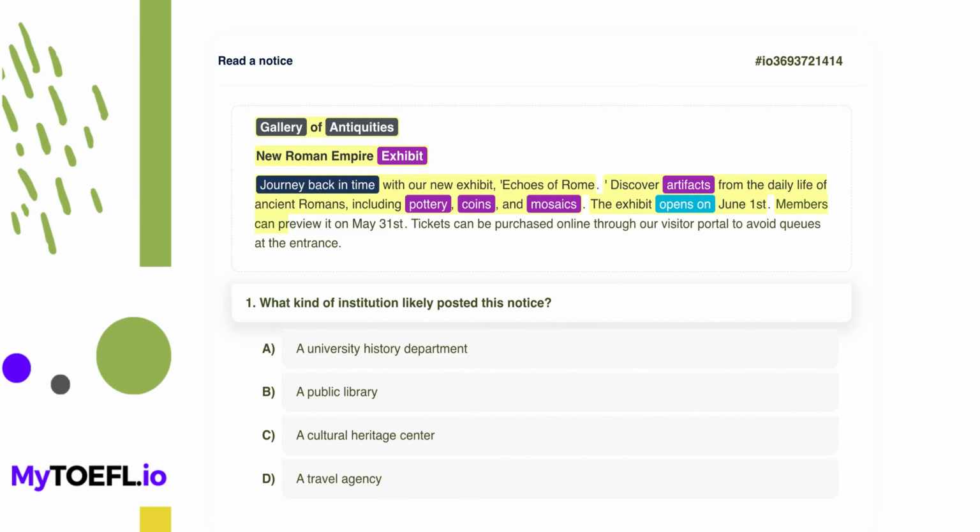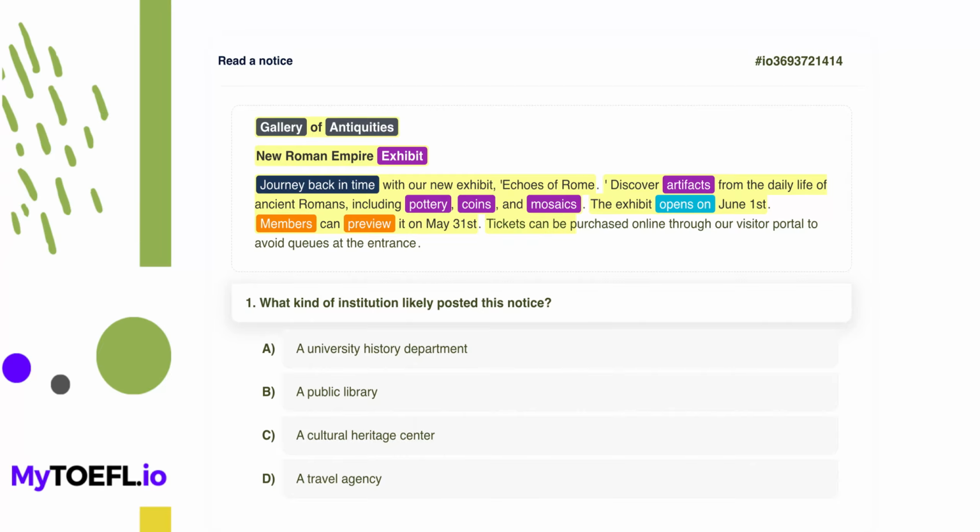Members can preview it on May 31st. Here we have a special condition. The word members refers to people who have joined the gallery's club or support group. They get to preview the exhibit. A preview means seeing something before it is open to everyone else. This date is one day earlier than the general opening.